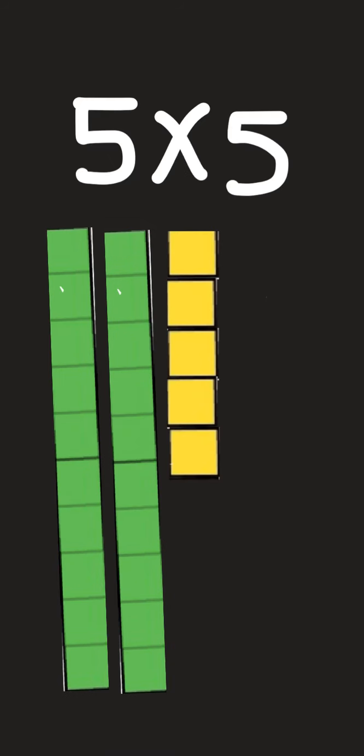5x5, you can see I've got my 2 lots of 5 in my 10 here. Another 2 lots here, so I've got 1, 2, 3, 4, 5. 5 lots of 5. 5, 10, 15, 20, 25. So 5 lots of 5, 5x5 equals 25.